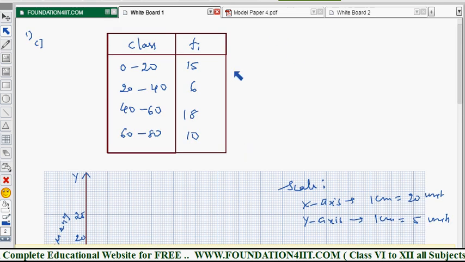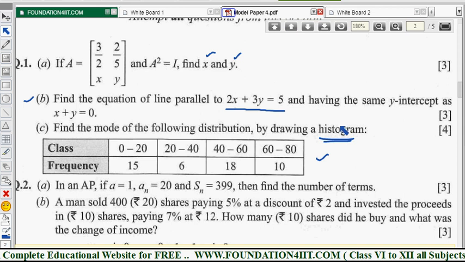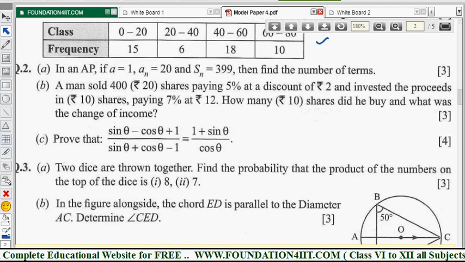Make the table. Nothing to do on the table because it's already an exclusive case, so no need of changing anything. Now this is about question number 1. Now let's see question number 2 and solve these problems.